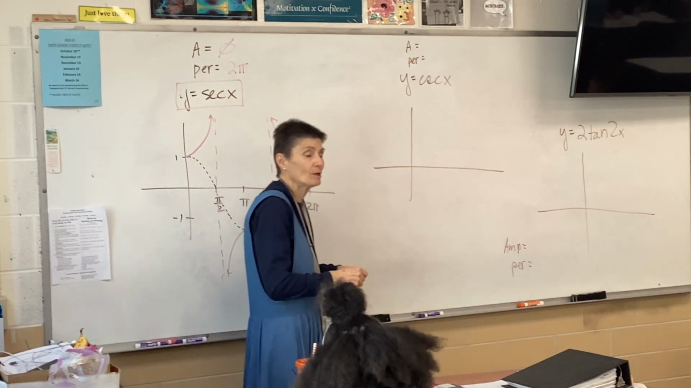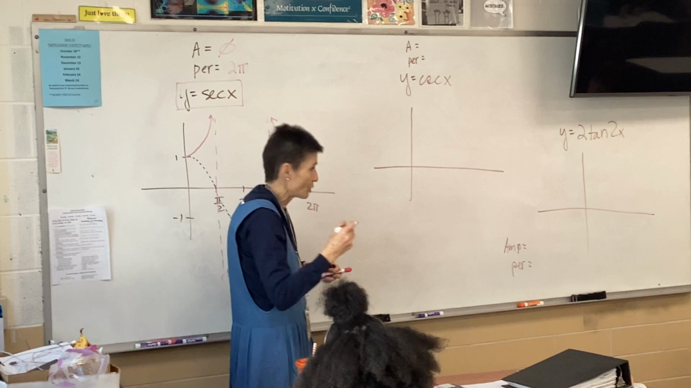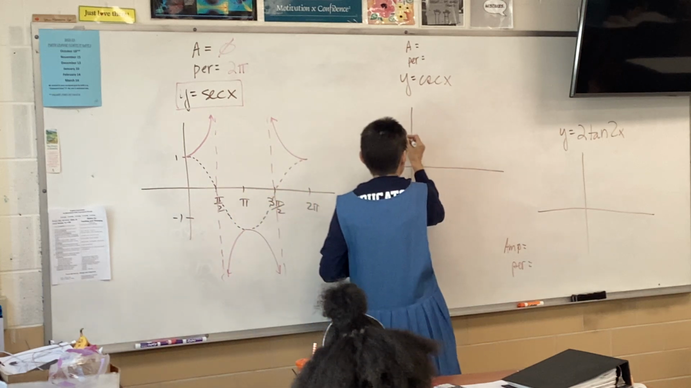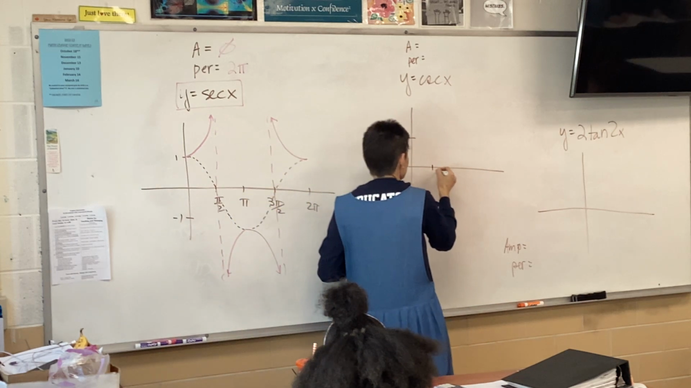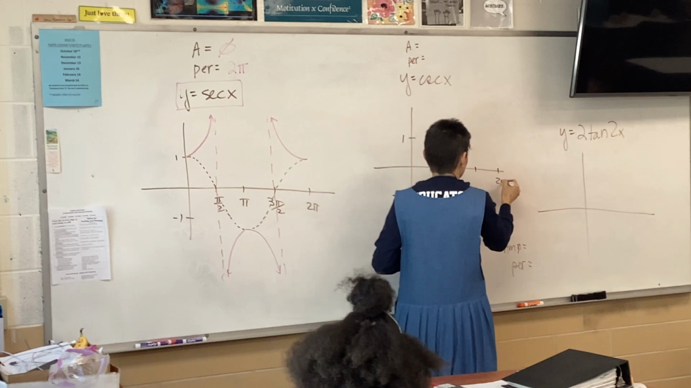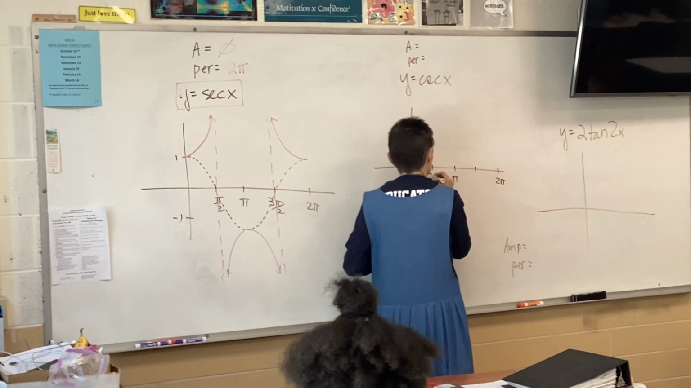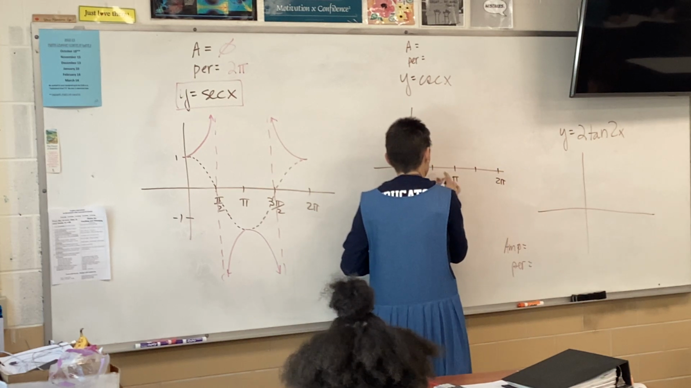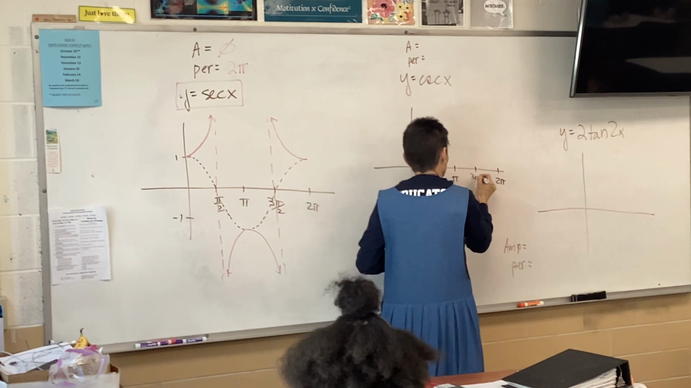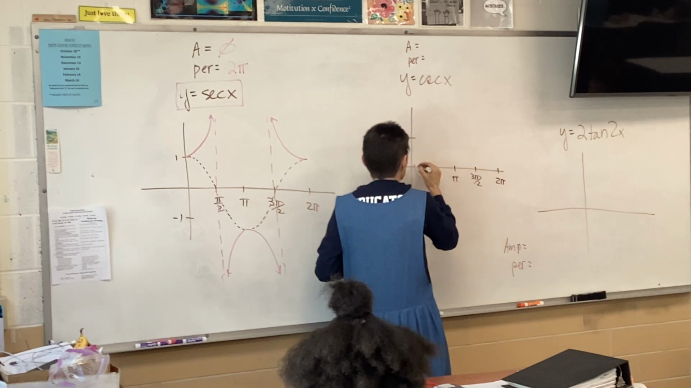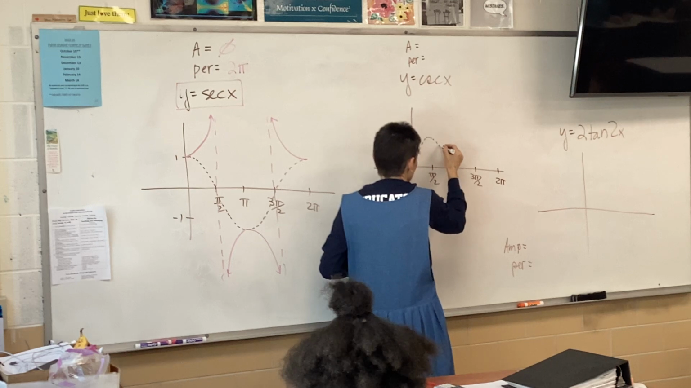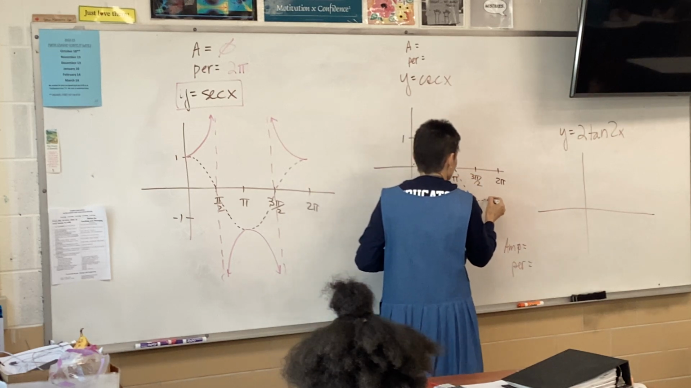All right, cosecant. How do you think I'm going to do a cosecant? Start with a sine. So I'm going to draw my regular old sine curve. And you can do it in a different color, or you can do it with a dash line, whatever works for you.